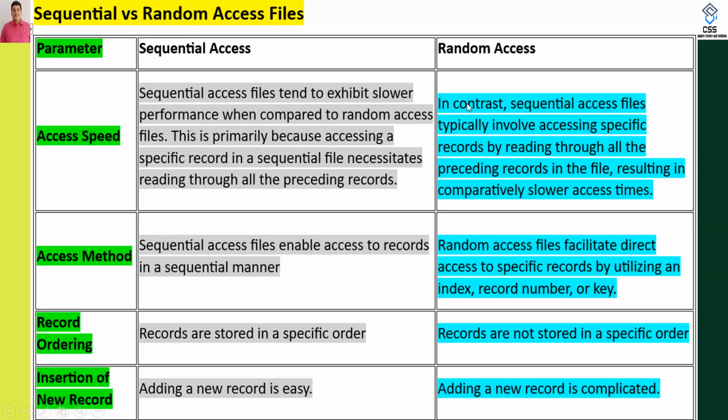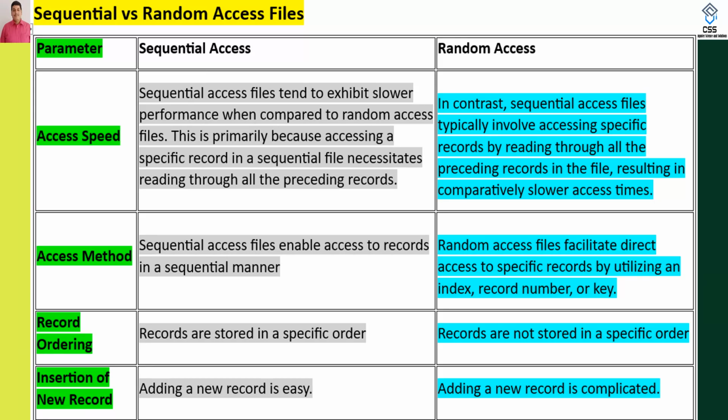In contrast, sequential access files involve accessing a specific record by reading through all the preceding records in the file. It means if there are 10 records in a sequential access file, to access the 10th record, we have to go by 1, 2, 3 till 10. But in a random access file, we can directly move from record number 1 to record number 10.